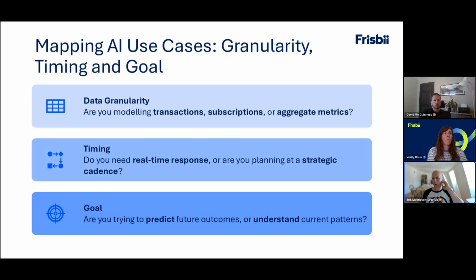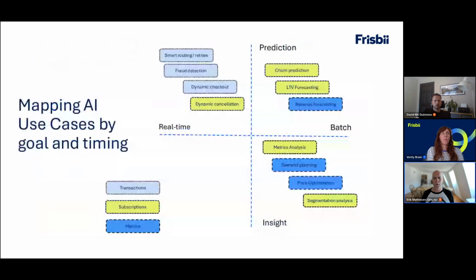And then finally, the goal. What are you trying to achieve here? Are you trying to predict future outcomes, or are you trying to understand what has happened? Are you trying to predict something unknown, like, is this fraudulent or not fraudulent? Is this customer likely to churn next month or not? Or are you trying to understand the pattern, like, what are the leading indicators of churn? That is understanding a pattern that has happened. Insights against prediction, really. So I think those are 3 very nice ways of viewing the world.